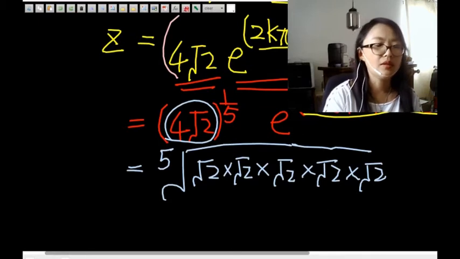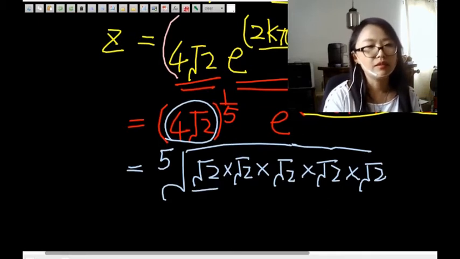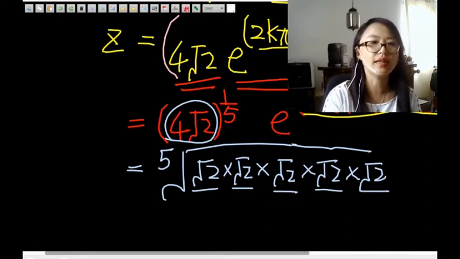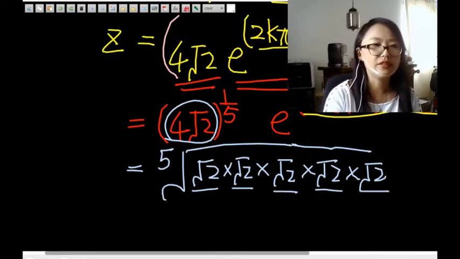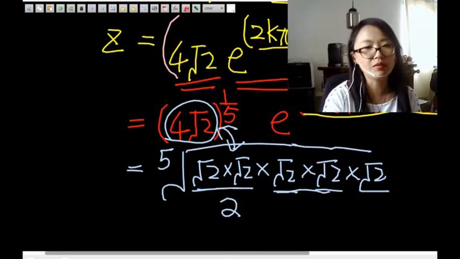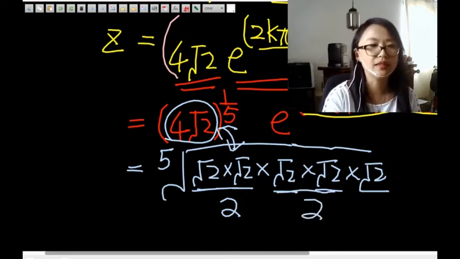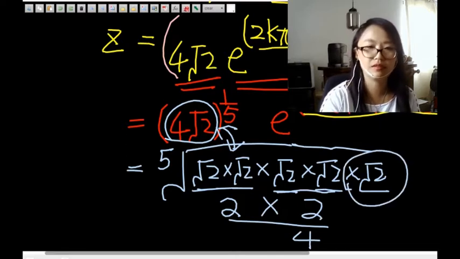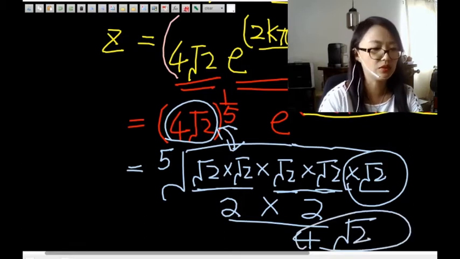Okay. So in this case, you will see 5 root 2 inside. And why these things are equal to each other is because root 2 times root 2, that is 2, right? And 2 times 2, that is 4. And then if you multiply by the fifth one, which is root 2, then you will have 4 times root 2. Okay.